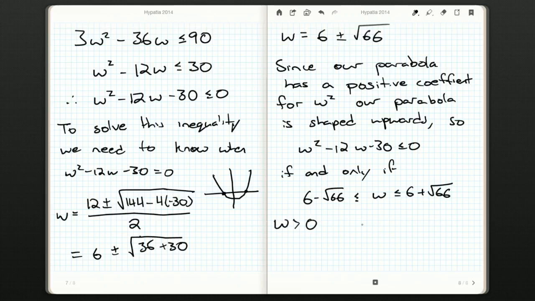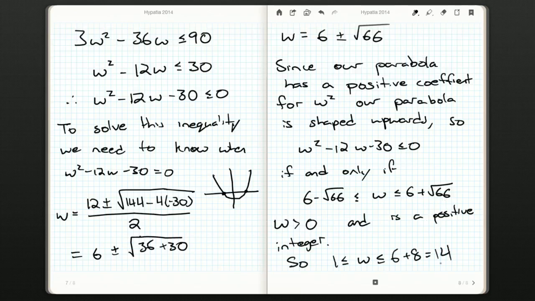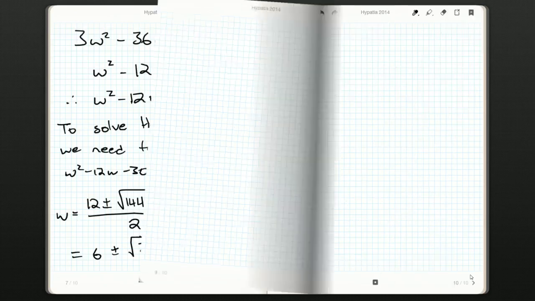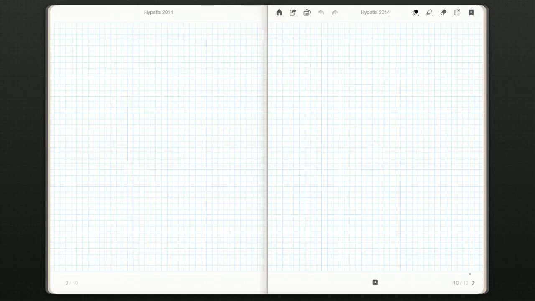Now w is always greater than 0. It's a positive integer. So really, we can strengthen this condition to be: 6 plus square root of 66 is a little over 8, so 14. 14 is the last time it'll appear, the last week we're on the charts.